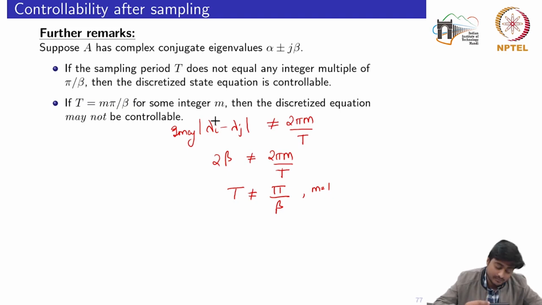But if it becomes equal to m pi by beta for some integer m, then it only says that the discretized equation may not be controllable. Because of that, this is only a sufficient condition. If the result is satisfied, it means that the discrete time version is also controllable. If it does not satisfy, it does not mean that the system is not controllable; it means that the system may or may not be controllable.